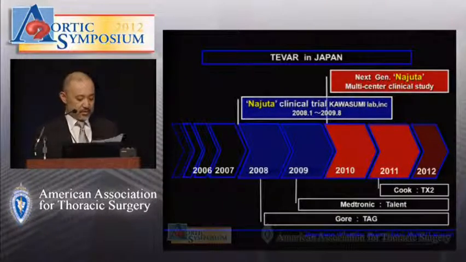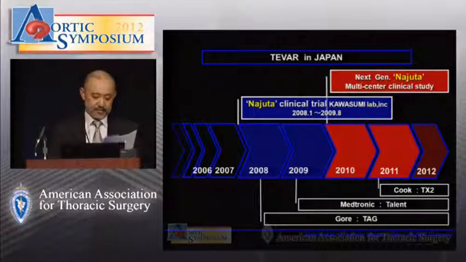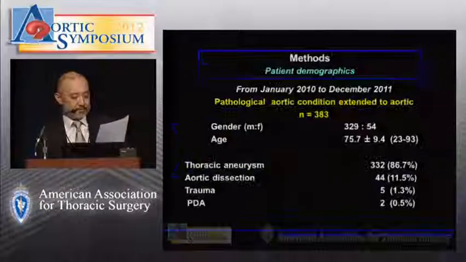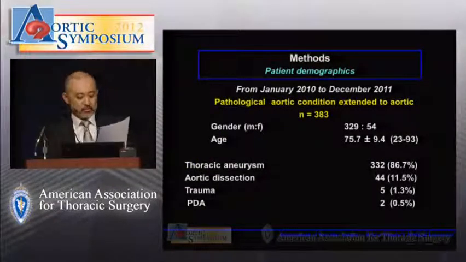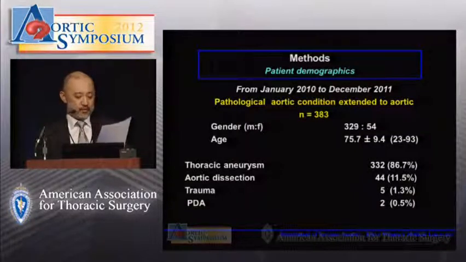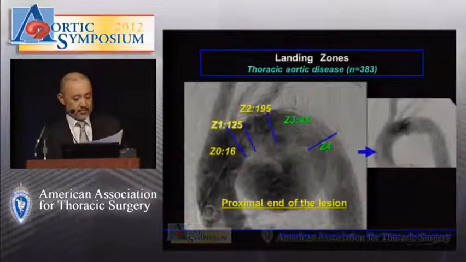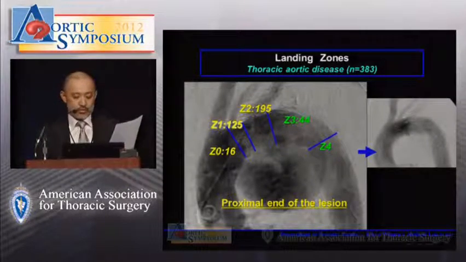In Japan, we have already completed a multi-center clinical trial and are awaiting approval from the Japanese Ministry of Health, Labor, and Welfare. And this device has evolved continuously. From January 2010 to December 2011, 383 patients were treated with the pre-curved fenestrated endograft. 44 patients had aortic dissection. Proximal ends of the region were mainly located in zone 2 and 1.